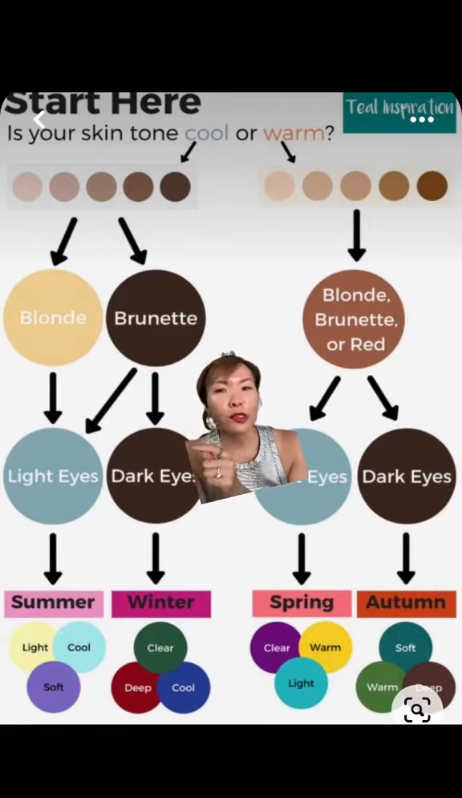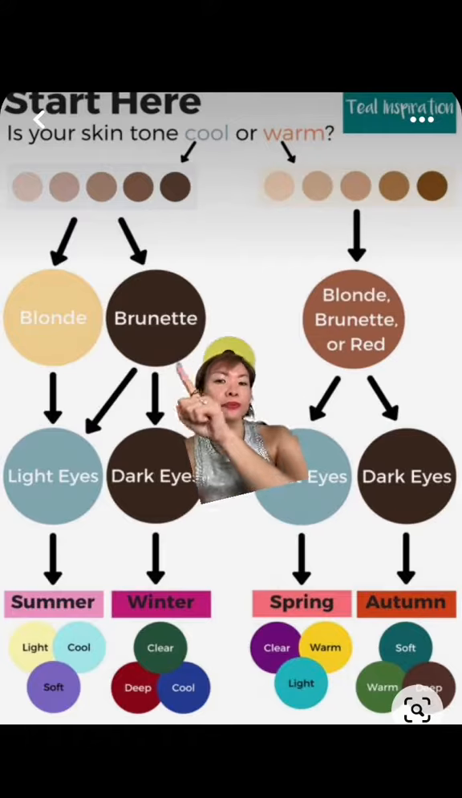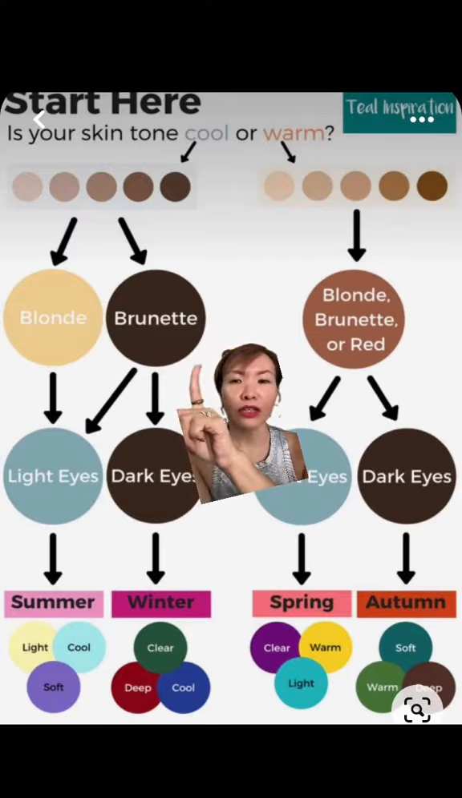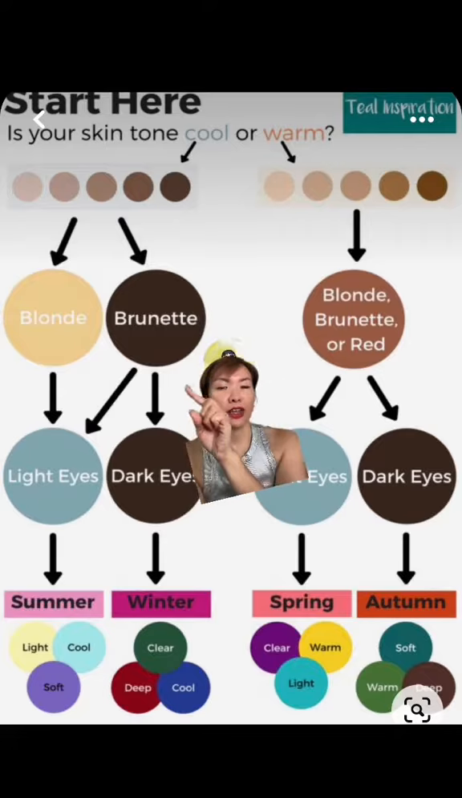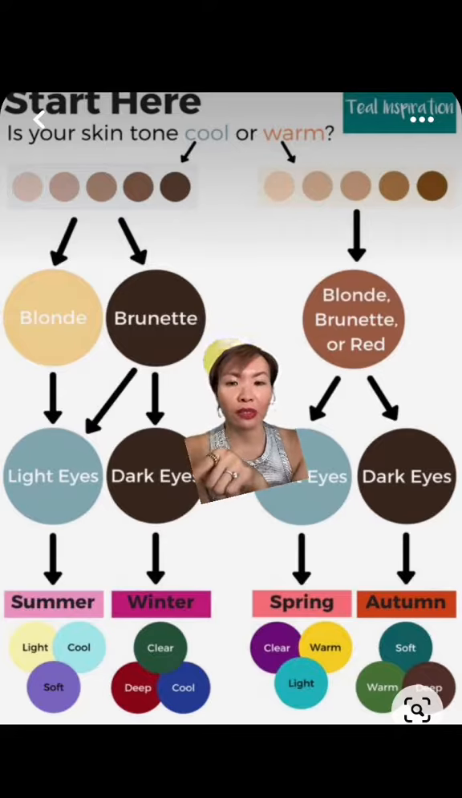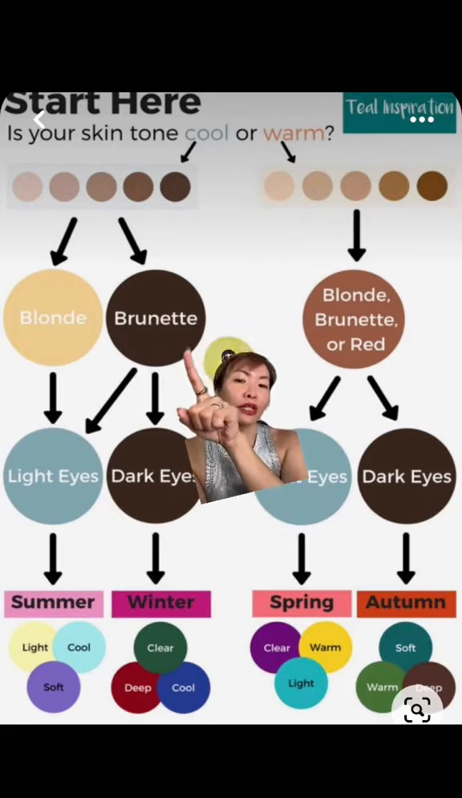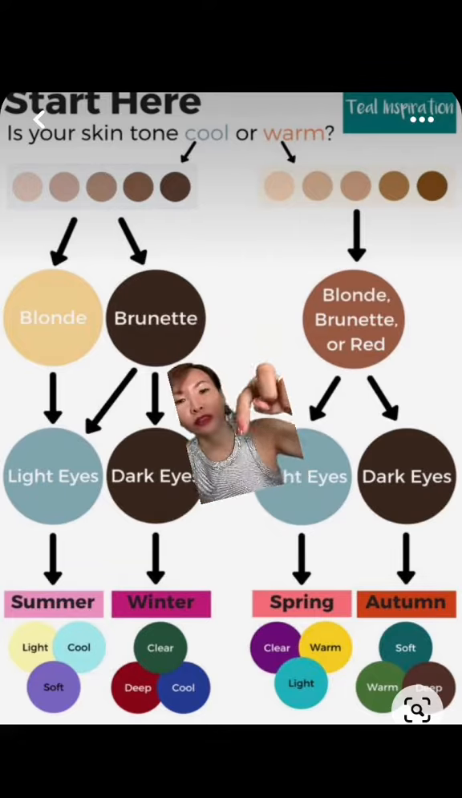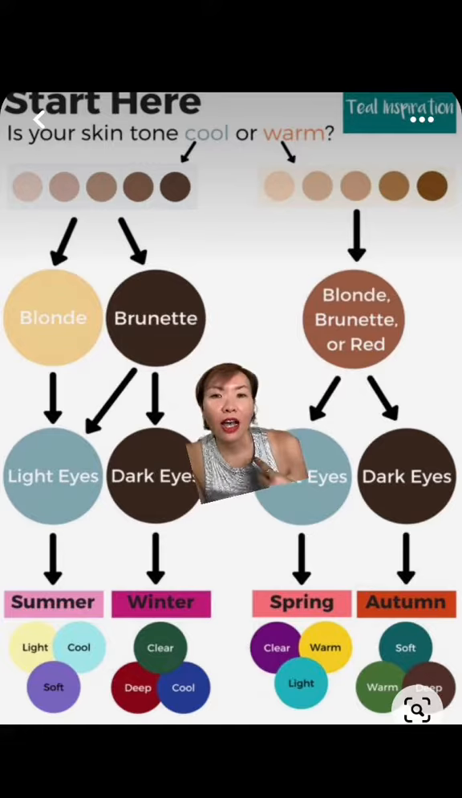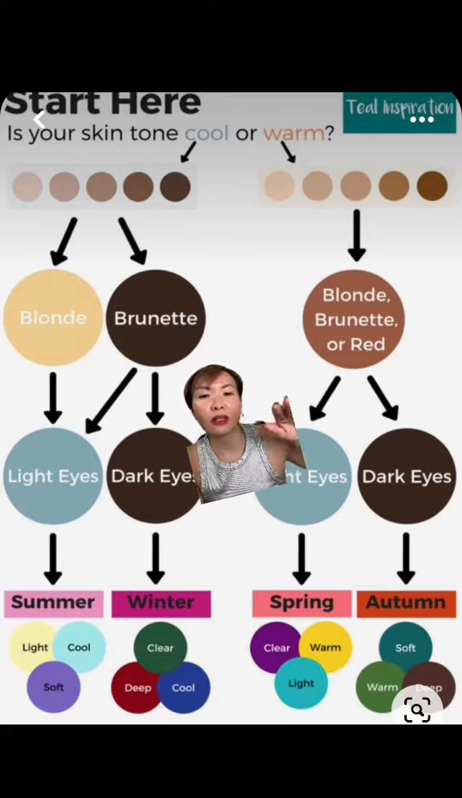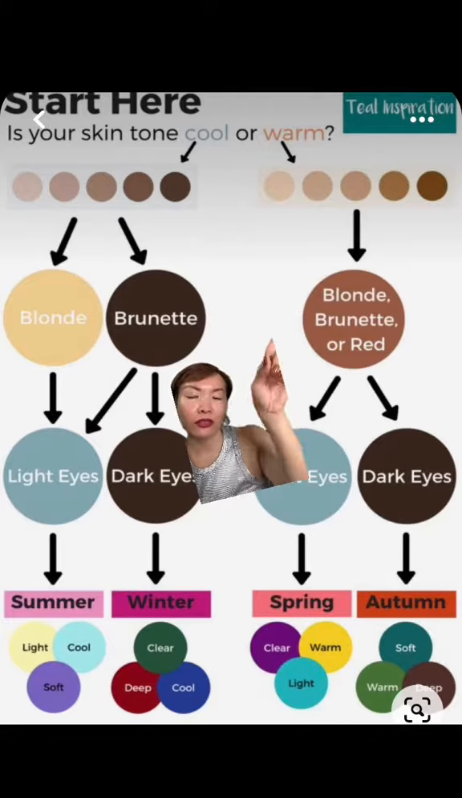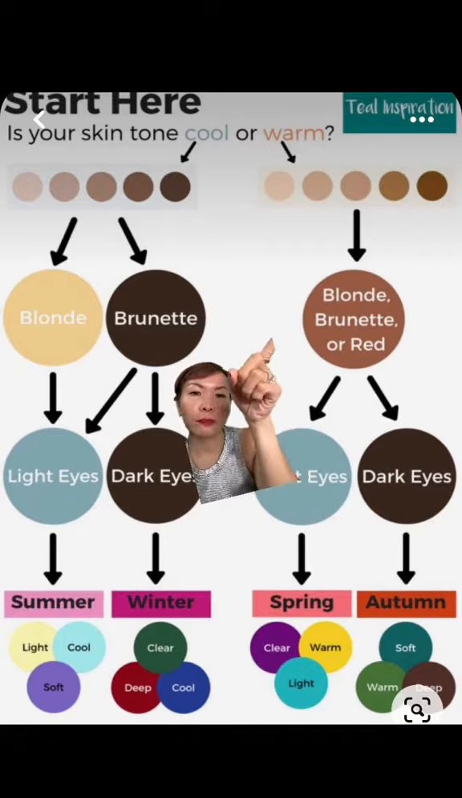Alright, so let me go through this chart for you. If you are cool tone, that means blue vein. If you have blonde hair and you have light eyes, then you are summer tone. If you have brunette hair and you have dark eyes, you are more winter tone. So for me, when it comes to spring, summer, autumn, winter, I'll tell you more what my color tone is.